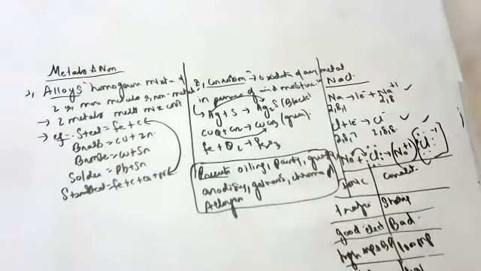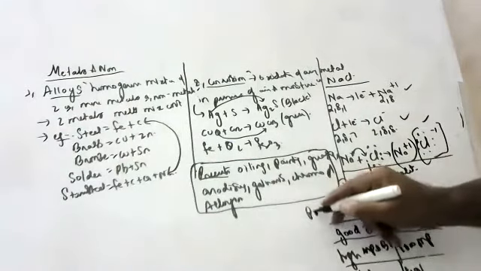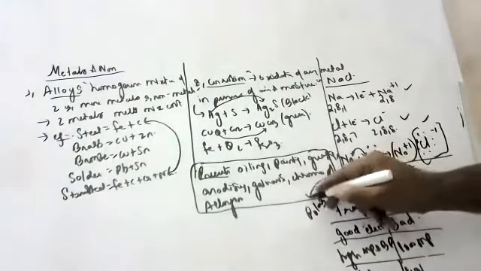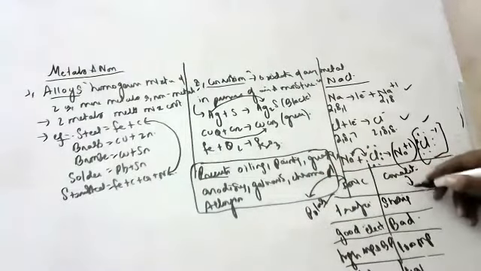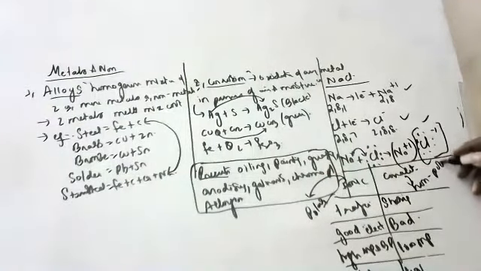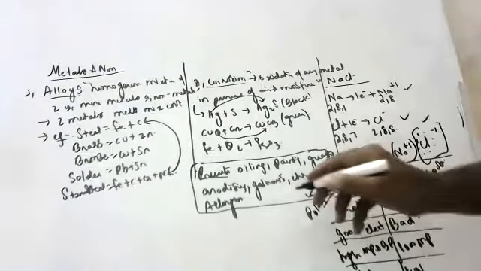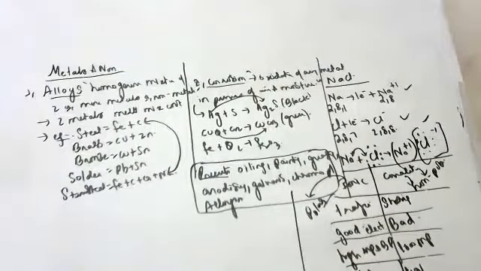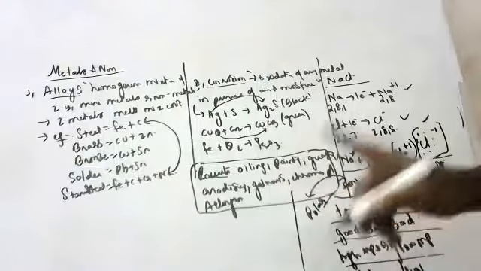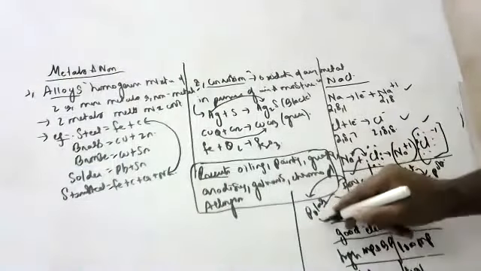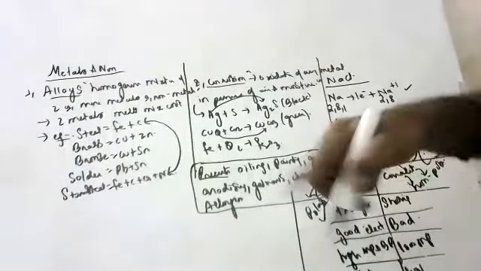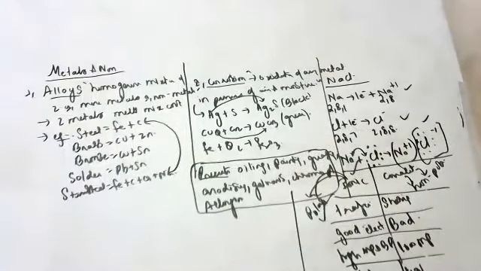Ionic compounds are soluble only in polar solvents. Why? Because they have charges. Covalent compounds are soluble in non-polar solvents. Why? Because covalent compounds don't have charges. Ionic compounds are soluble in polar solvents because ionic compounds have charges and polar solvents have charges. Charges to charges, they can dissolve in each other.